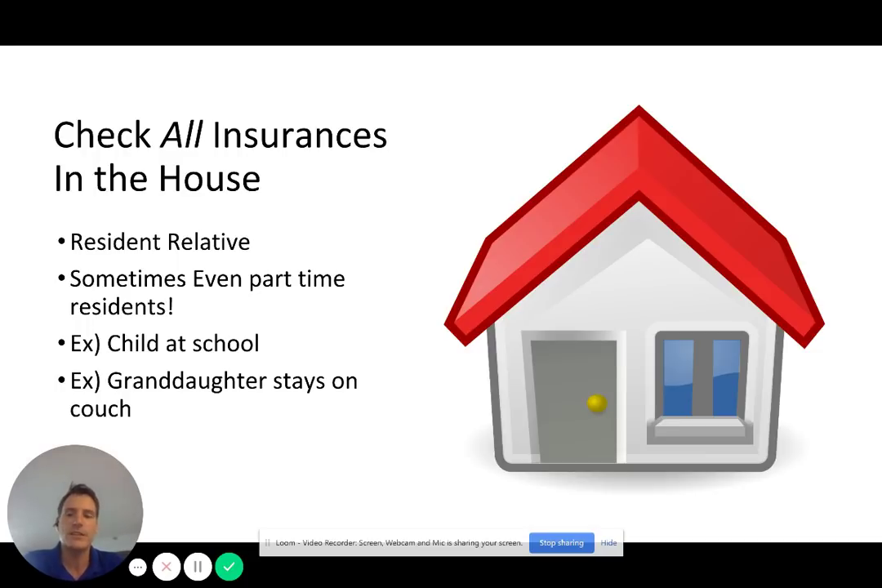So you don't have to do any of this. Again, we do it all for you. Just make sure you give us the information. Make sure we're chatting so that we know who these potential people might be that might have insurance that might apply to you, so we can check for you.